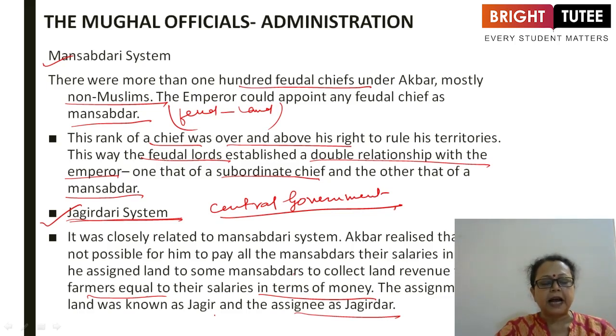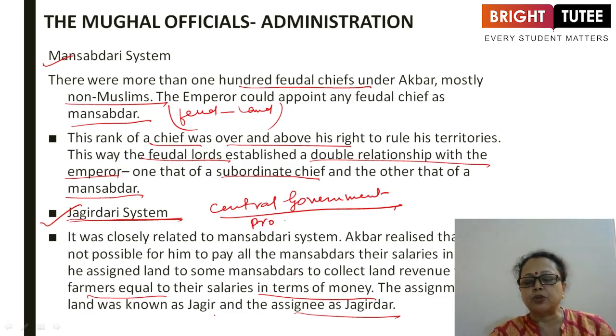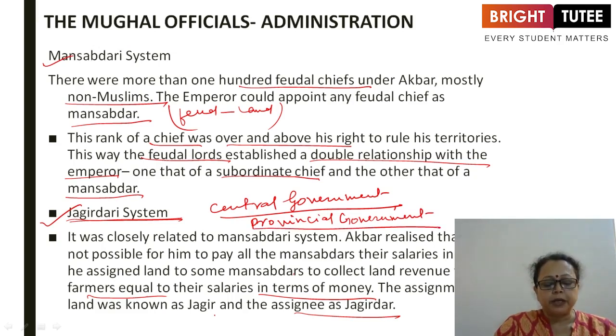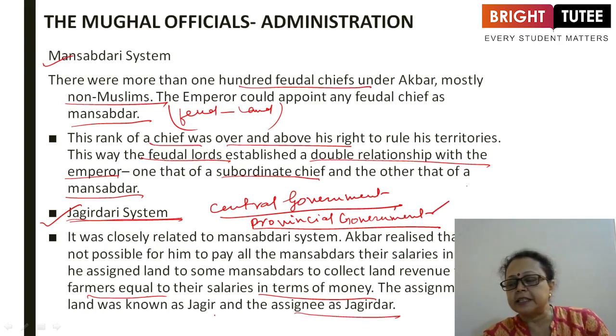After this, the provincial administration was also a very important part. After the central government, the provincial government was also there, which is also very important during the period of Akbar. Each province was divided into a number of units called sarkars. The administration of the sarkars was carried on by a faujdar. And what was his duty? The duties were to maintain law and order in the sarkar. This provincial government is under the sarkar.